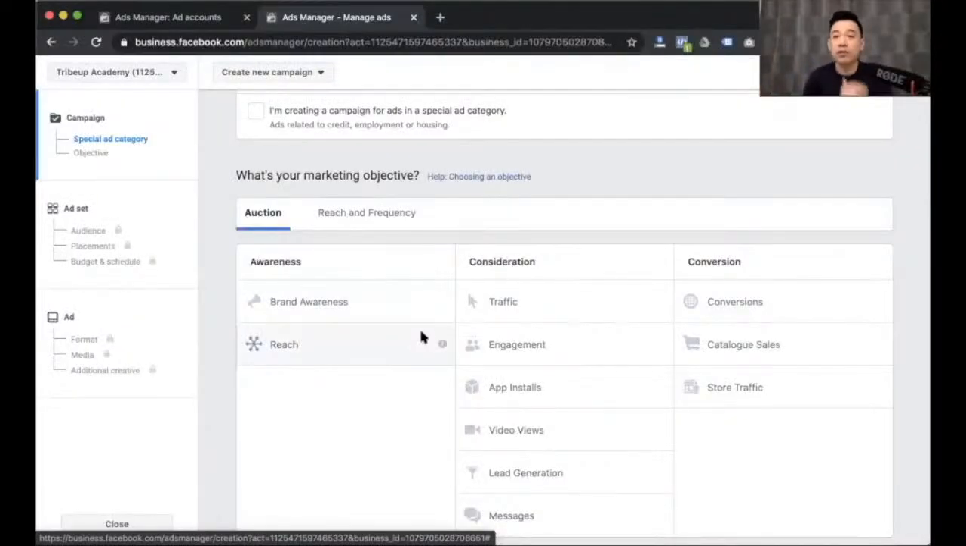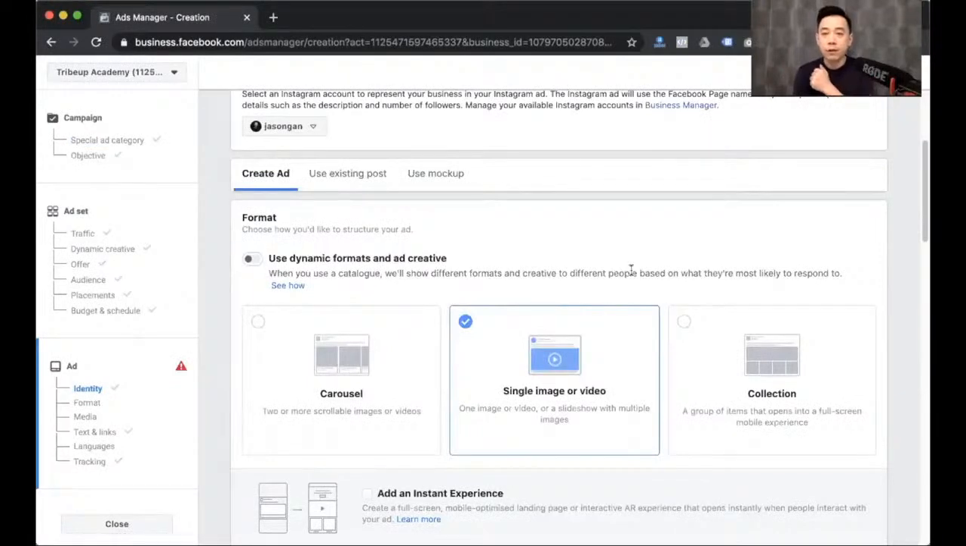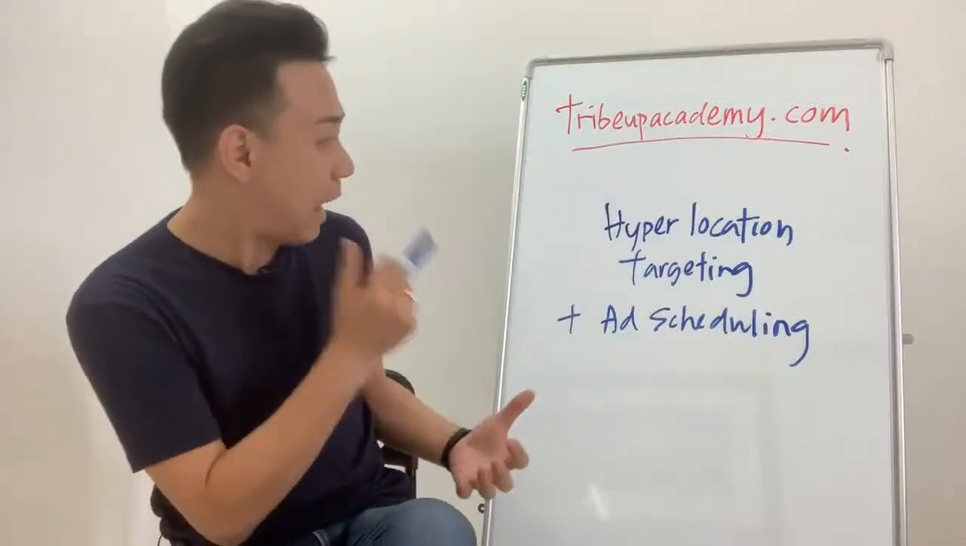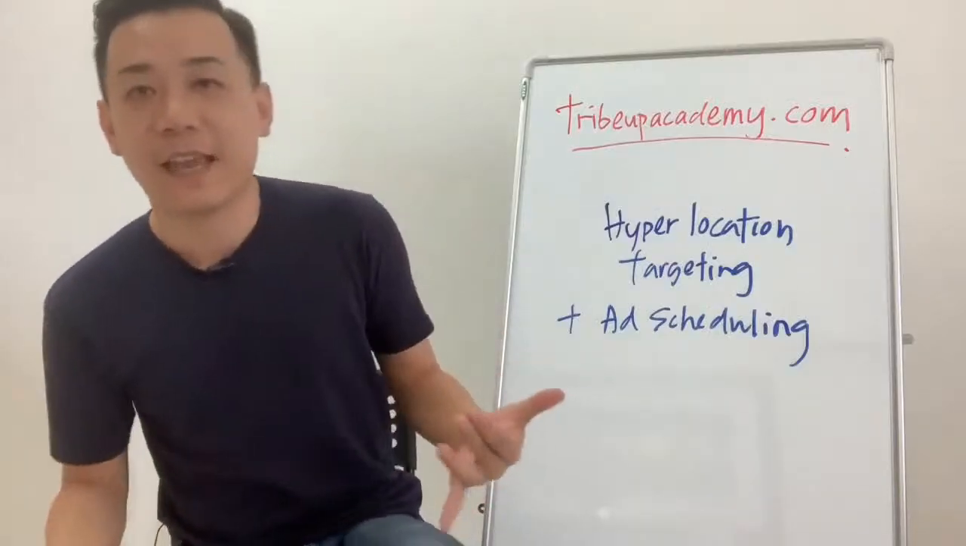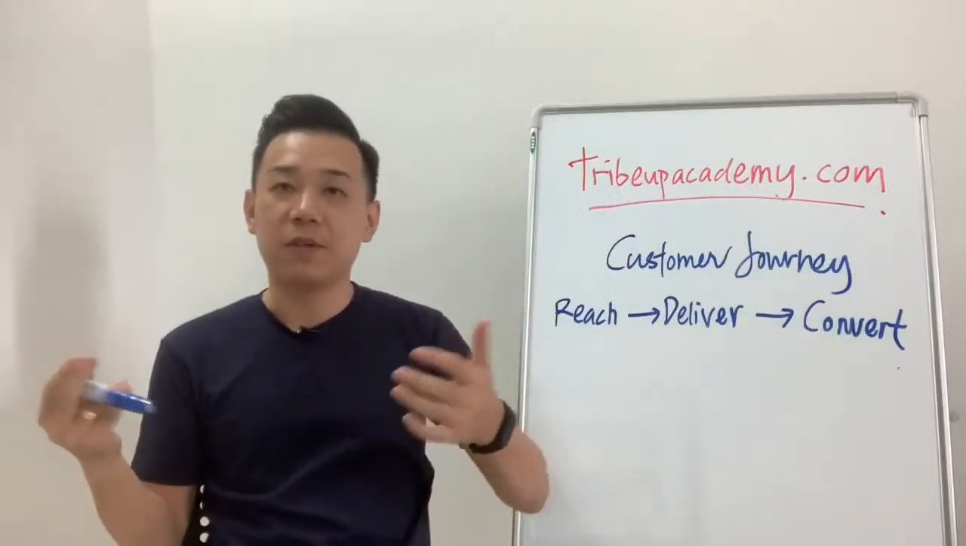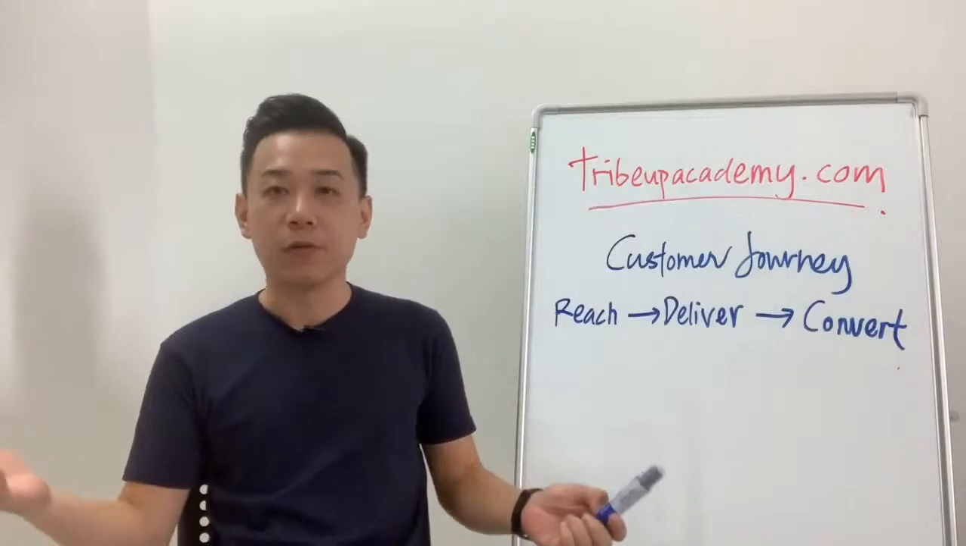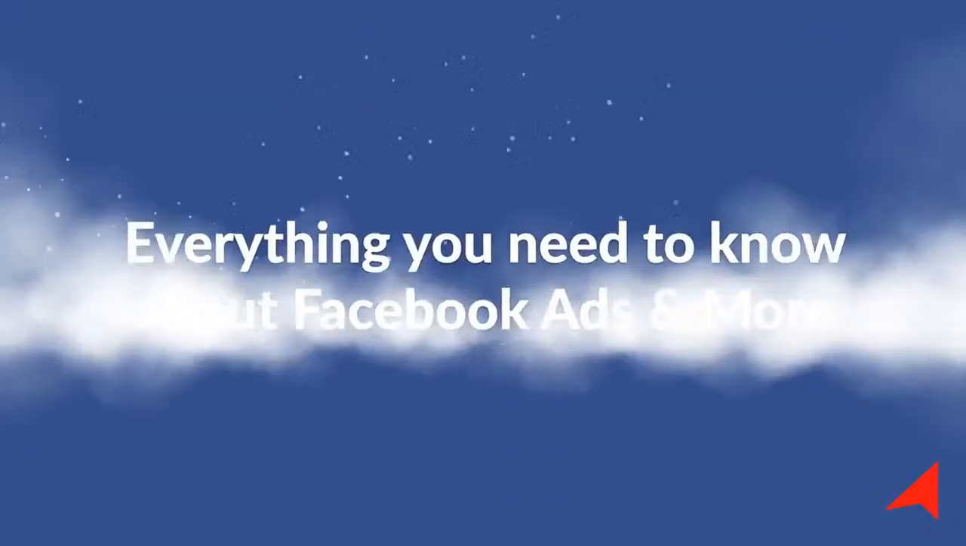This is where you choose Facebook ads objective. 3 categories. We have awareness, consideration, and conversion. Now let's walk through each and every one of the ad creation options available. How can we do hyper-location targeting plus ad scheduling? Today we're going to talk about the customer journey, or so-called the Facebook advertising customer journey that you can build for your audiences.